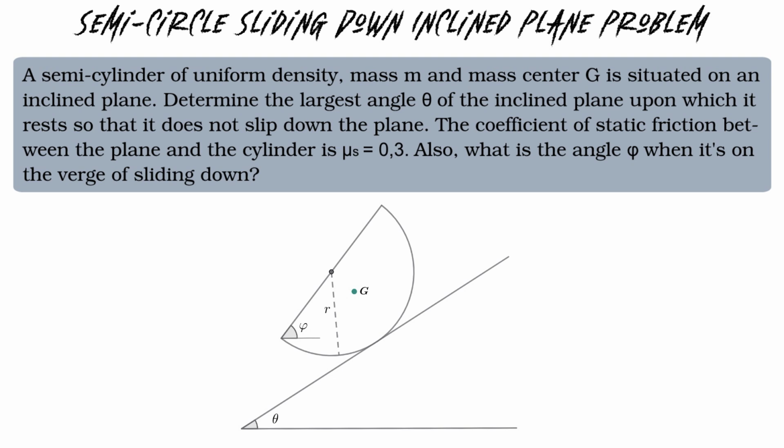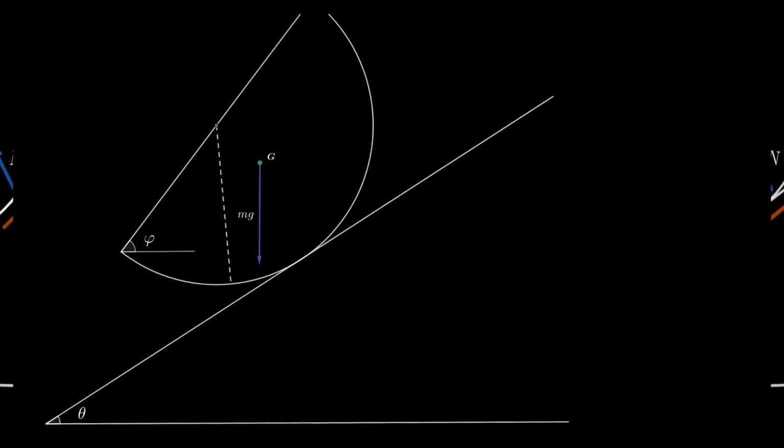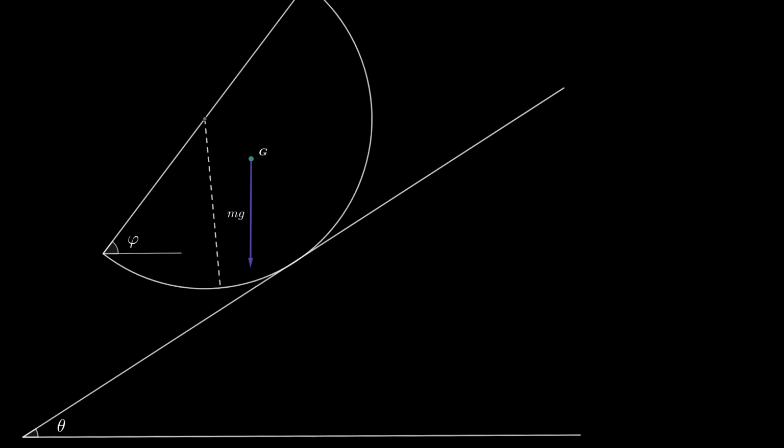So the first thing we'll do is break down the forces acting on the semi-cylinder into two components: the components parallel to the inclined plane and the components normal to the inclined plane, like we usually do in problems like these. The forces acting on this semicircle are the friction force, the normal force N, and the weight of it itself, which is being applied to its center of mass. The weight of the semicircle is m times g, and since the weight is normal to the ground, and this line is normal to the inclined plane, this angle here is theta as well.